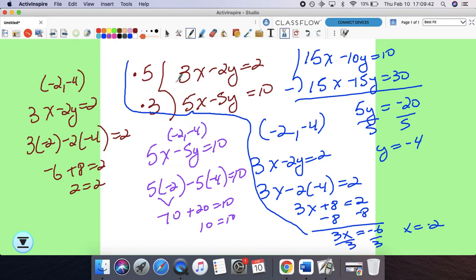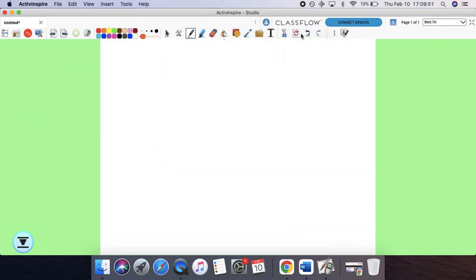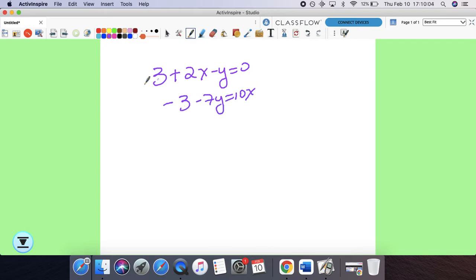And we have one more, which should be number 24. I'm not too sure. Yep, it looks like 24. Let me scroll down. 24, we get 3 plus 2x minus y equals 0. Negative 3 minus 7y equals 10x. So I'm going to have to make some arrangements here. So let's take a look.